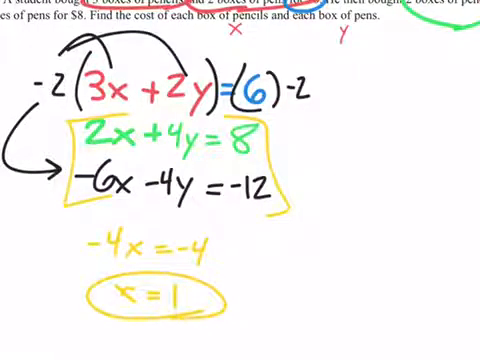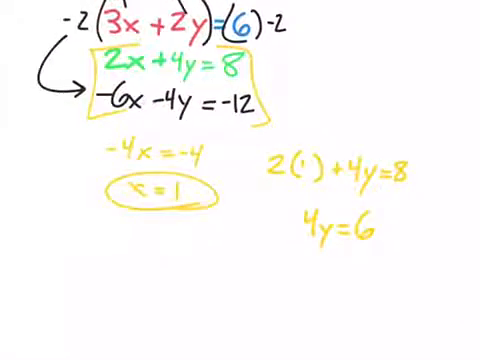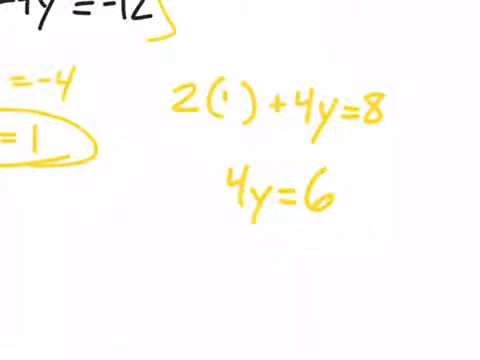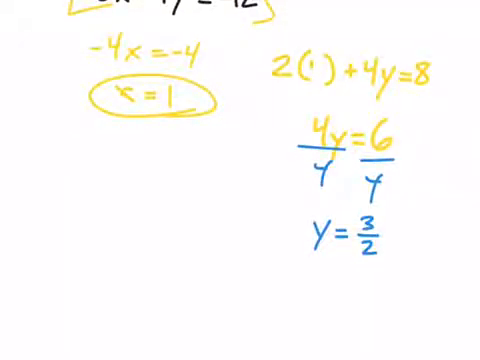Pick either equation. I'll pick the second one: 2x plus 4y is equal to 8. Plug in the 1. 2 times 1 is 2, so subtract 2 from both sides. 4y is equal to 6. Divide both sides by 4. And we're going to get that y is equal to 3 over 2 if I simplify that. Now we're talking about money, so I'm going to change that 3 over 2 to 1.5.